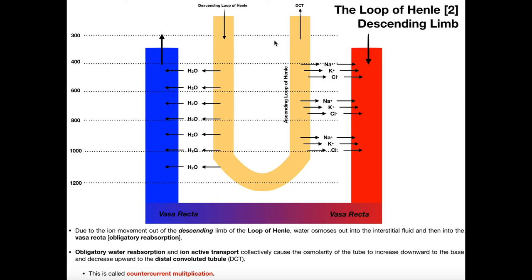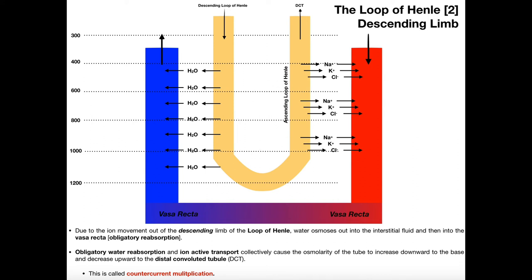This setup would never work if both limbs were running in the same direction, or in other words, they were parallel. They have to be anti-parallel. They have to be running in opposite directions. And so in the descending limb, you're moving that water out, and so the osmolarity is increasing. But then, as you move up the ascending limb, you're pumping these ions out, and the osmolarity goes back down to 300. And what a system like this is, is countercurrent multiplication, and what it serves to do is give you amplified reabsorption of both the water and the ions. Okay, so this is countercurrent multiplication.